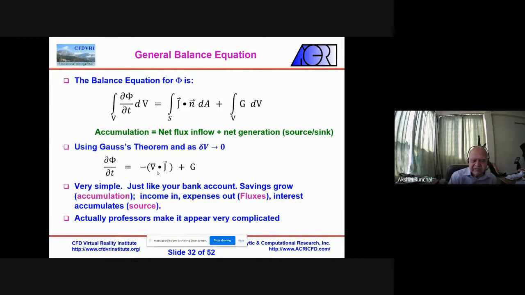So professors make it very difficult. And when I first learned it, I thought these are very complex equations. What are they doing and all that? And now I see how simple it really is, in fact.